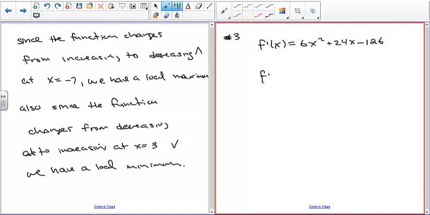So we take the second derivative, which is the derivative of the first derivative. So you get 12x plus 24. And then you set the second derivative equal to 0. And these are possible points of inflection. So we have a possible point of inflection at x equals -2, not a point of inflection. We don't know that yet.